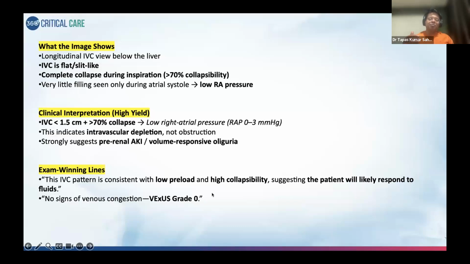So if the examiner goes a little bit to the next step, that yes, this candidate is answering so well, I will now go into the next way of assessing whether he or she knows about VEXUS. So you will be saying that this patient falls into the category of VEXUS grade 0. Okay, so something very impressive, and the examiner would definitely close the POCUS table there itself.